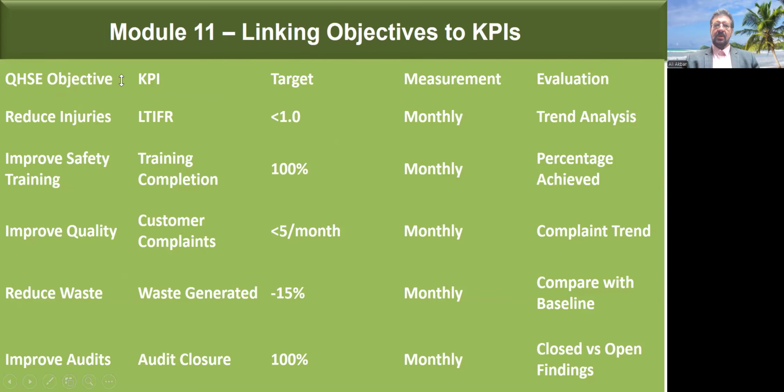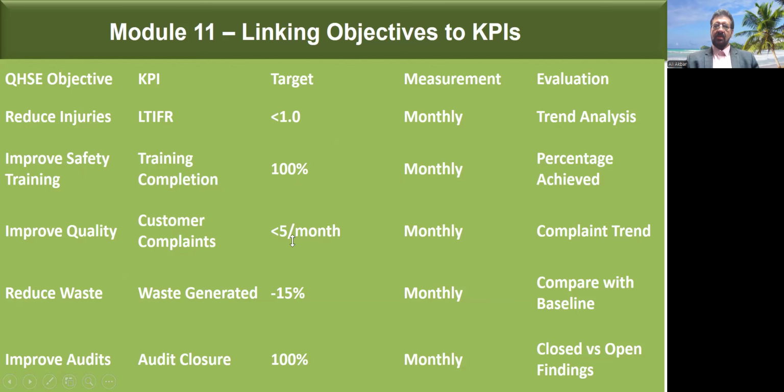Now we have the link between objective and KPIs: objective, KPIs, targets, measurement, and evaluation. Reduce injuries: the KPI will be lost time injury frequency rate, target is 1, monthly, then trend analysis. Improve safety training: the KPI is training completion, target is 100%. What we plan, we have to achieve, with monthly percentage achieved.